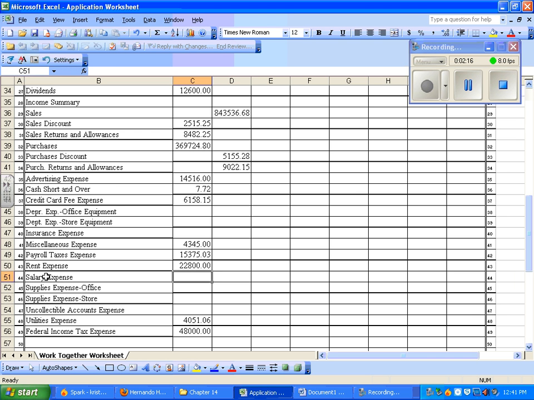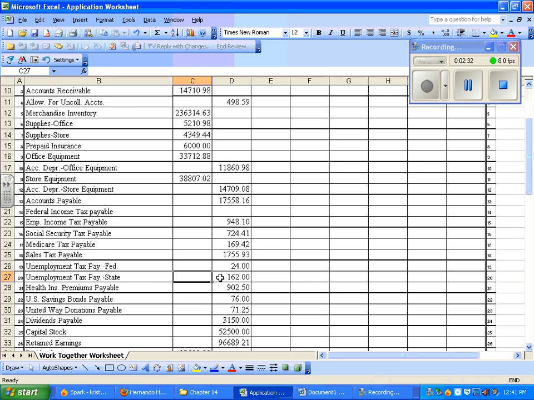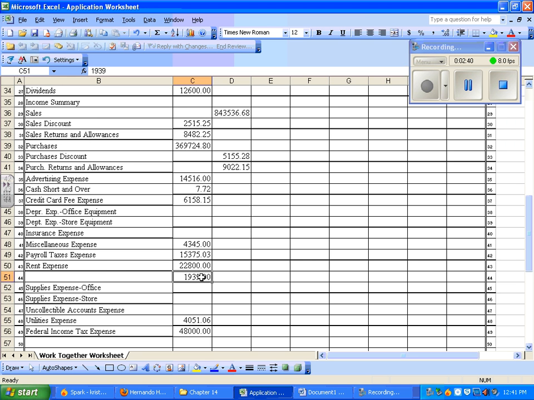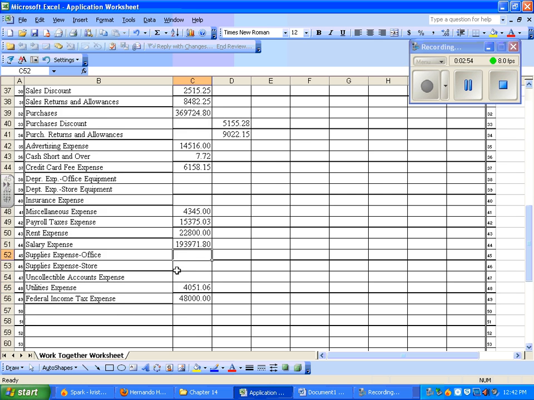The last one that they want us to add in is right here, salary expense. And salary expense, an expense has a normal balance of a debit. If you forget, look at these other expenses. They have normal balances of a debit, so it would stand to reason that this one should have a normal balance of a debit. 193,971.80. Or what I just typed, which is wrong. Let's go back over here and type our salary expense back in: 193,971.80.